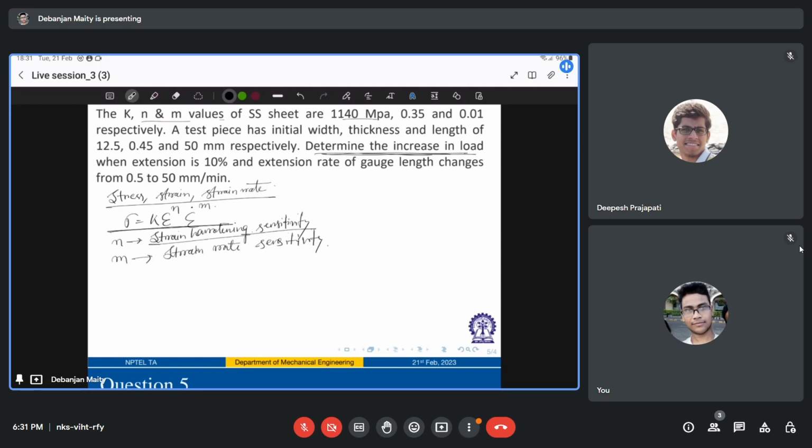How should we proceed? This was not sensitivity, this is exponent actually. So, any idea how should we proceed? You have the k, n, and m values for the SS sheet, and then you have the initial width, thickness, and length. Those are also given, and then we need to determine the increase in load.